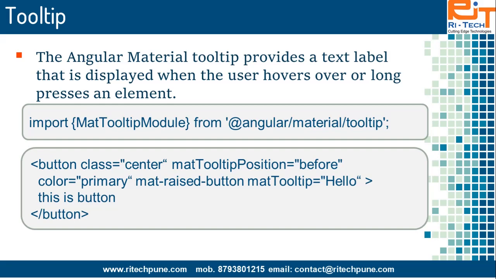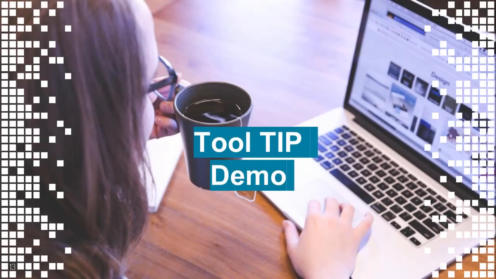Now beside this matTooltip, you can also specify one more directive, that is matTooltipPosition, and in the matTooltipPosition you can specify the before and after value. So if you specify before, the tooltip will be shown before that particular element, and if you use after, then it will show the tooltip after that particular element, and after is the default value for matTooltipPosition. Now let's try to understand the tooltip practically.